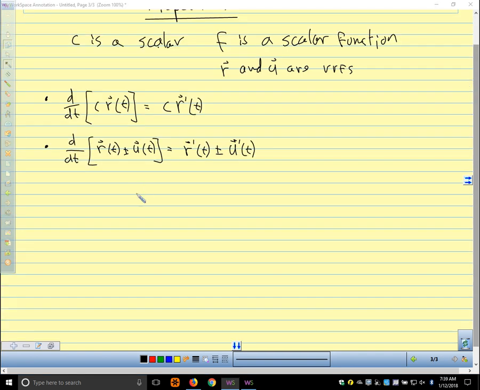And our product rules, we have 3 of them. If we are taking the derivative of a scalar function times a vector valued function, we can just use our normal product rule.